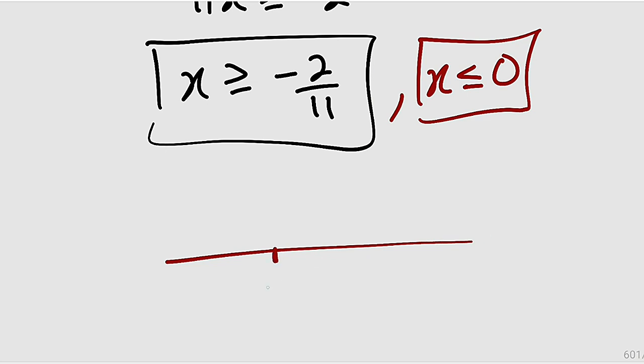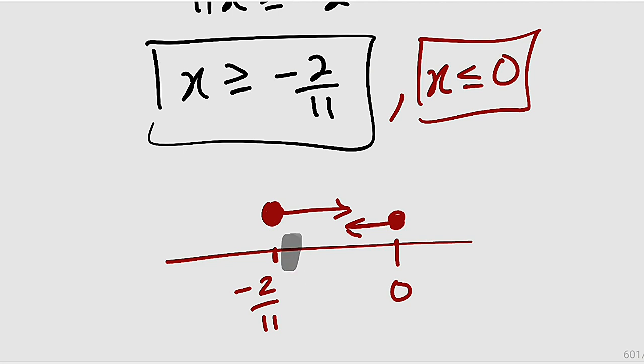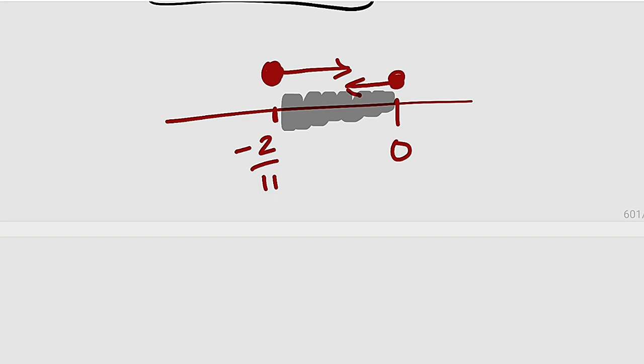If you have negative 2 divided by 11 here, you have 0 here because 0 is greater. So for any value of x less than or equal to 0, it means we have our arrow pointing to the left, right? And for any value greater or equal to negative 2 over 11, we have our arrow pointing to the right hand side, which implies that we have the solution only at the center here, from negative 2 over 11 to 0. So you can either write it in an inequality notation or in an interval notation.